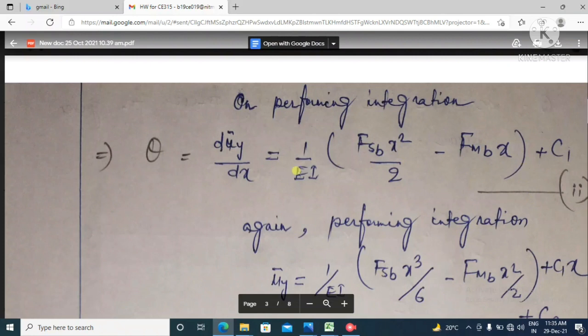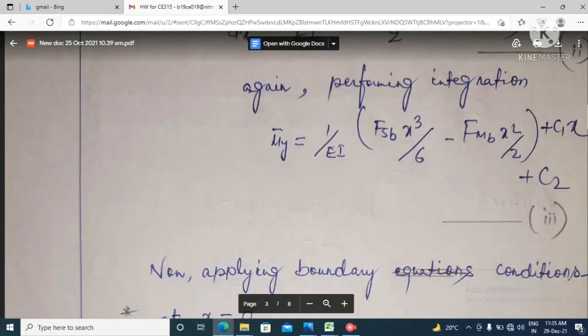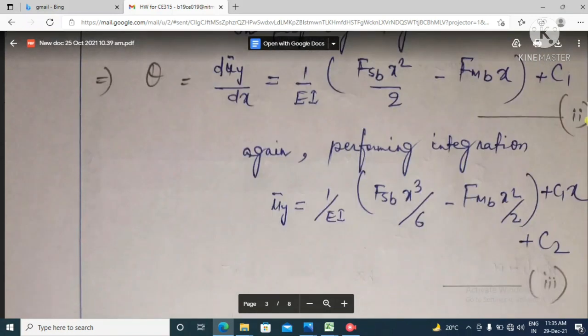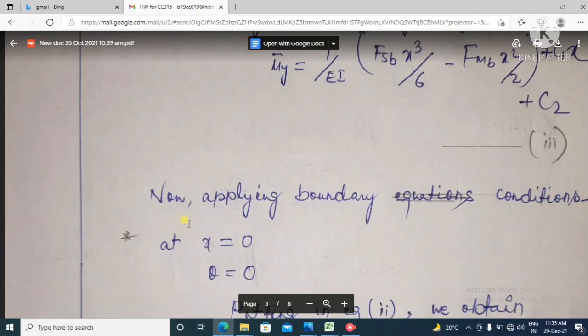I have named this equation 2, and again after performing integration of equation 2, what will we have? We will have Uy equal to 1 over EI, again it is constant, times FSB x cube by 6 minus FMB x square by 2 plus C1 x plus C2. Again an integration constant will come, so I have named it C2, integration constant.